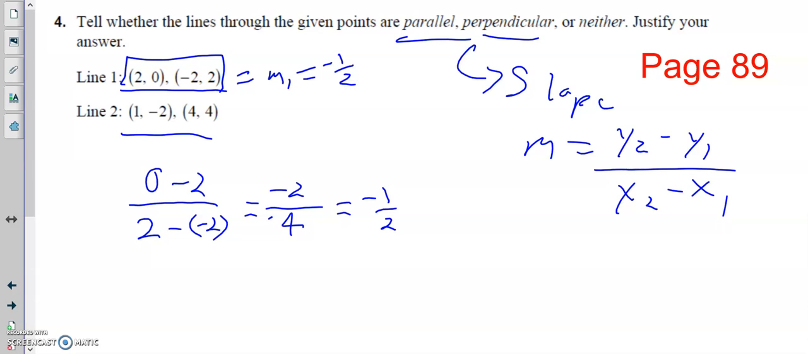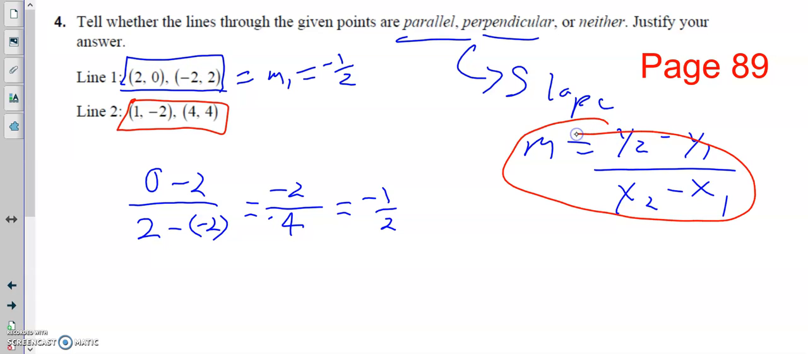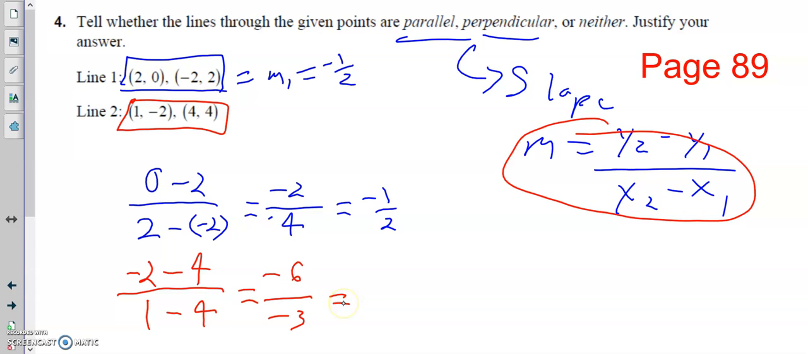Next, let's go ahead and find the slope of line 2. Again, I'm using the same slope equation. I start with y's on top, start with the same point, then the x's, and we get negative 6 over negative 3. Negatives cancel out, so this is equal to 2.